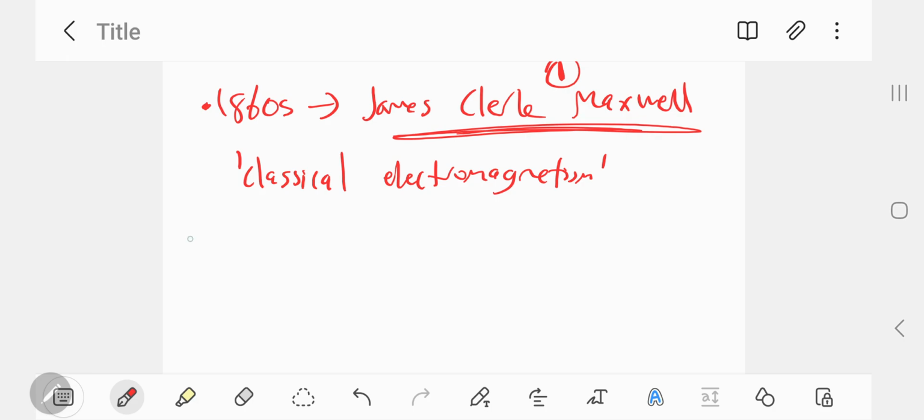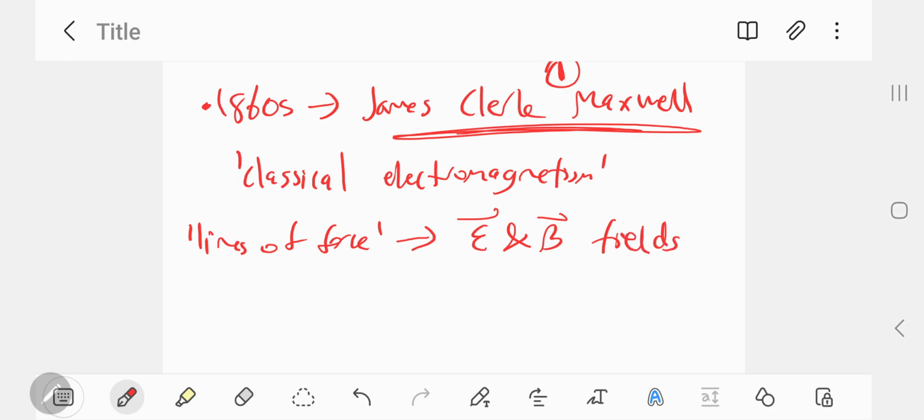So he replaced Faraday's lines of force with electric and magnetic fields. Being a bit sloppy here because I want to save some space and time. So E with an arrow on top and B with an arrow on top. Okay, so the arrows represent vectors. E for electric field and B for magnetic field.